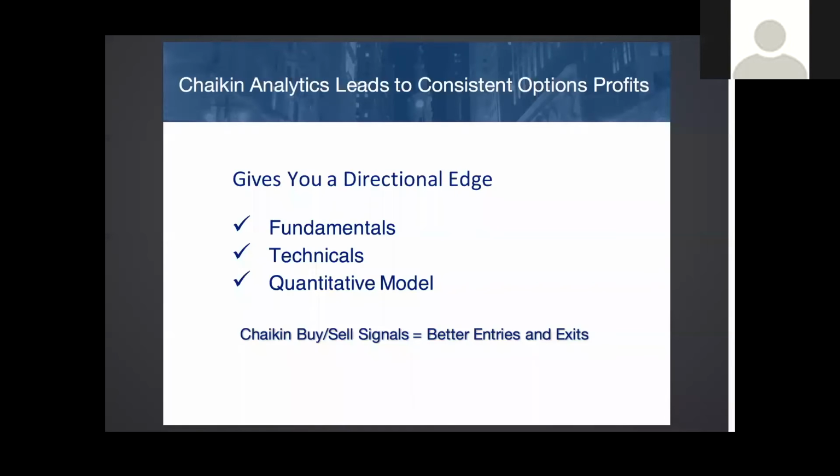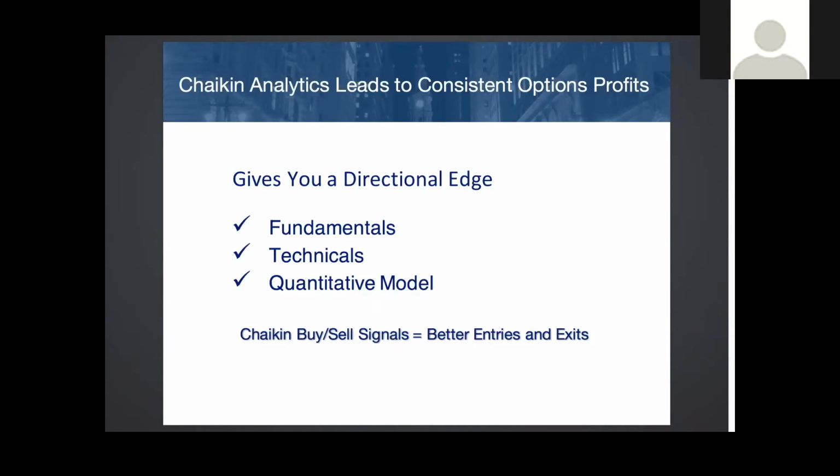So summing it up, Chaikin Analytics leads to consistent option profits by giving you a directional edge. Now, I ran an options department for a regional brokerage firm for 5 years. There were about 250 brokers at Tucker Anthony, thousands and thousands of options traders, and I can tell you that 95% of those options traders lost money. And the reason, in my opinion, was they didn't understand the importance of a directional edge. It seems so obvious and simple. They were making wild bets in out-of-the-money call options with short-term expiration dates, trying to turn a very small amount of money into a big pot of gold.